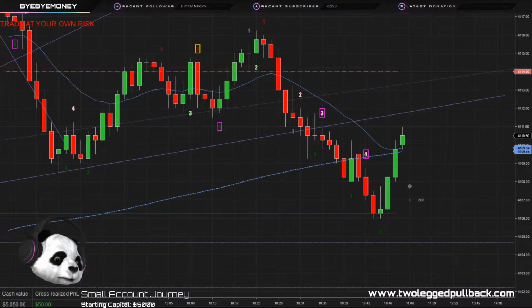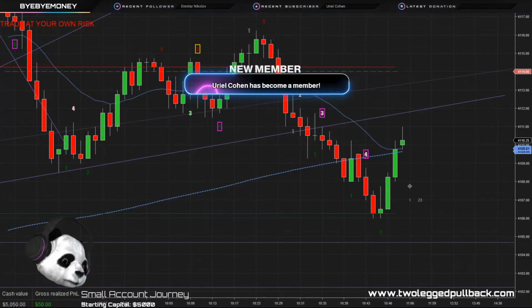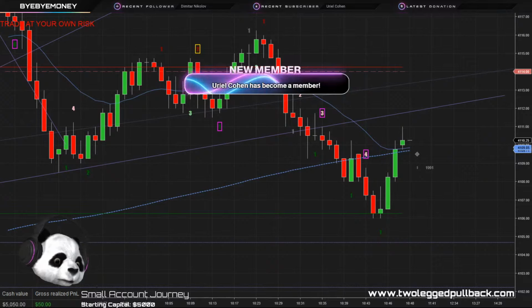This is not my full-time income, and I probably will have to go soon. So these green lines and this red line are drawn automatically by the trading range indicator. If you want to know more information about that, check out the website at www.twoleggedpullback.com.